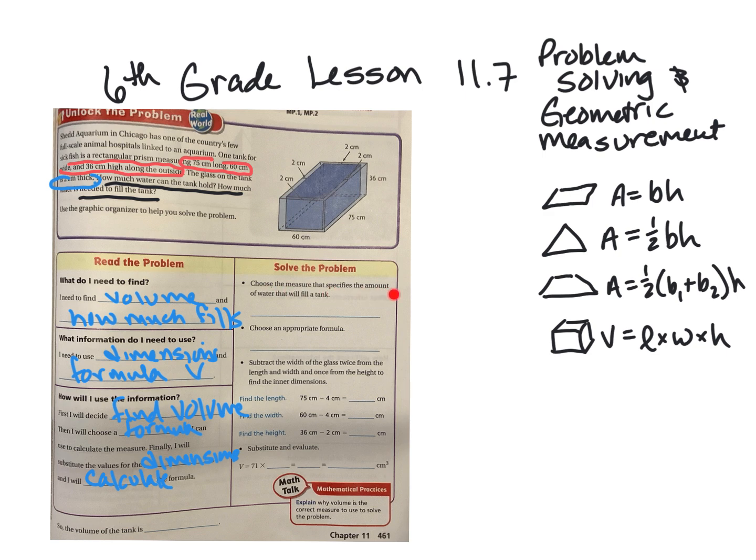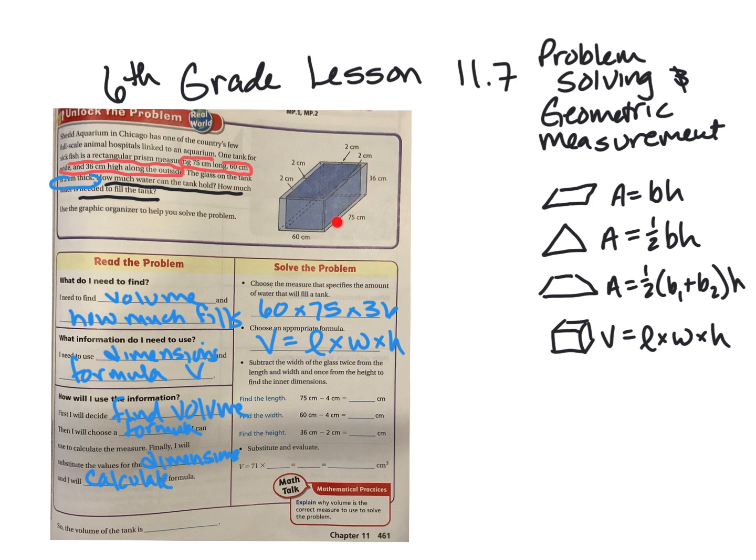Choose the measure that specifies the amount of water that will fill the tank. So I'm going to start with these 60, 75, and 36. I'm going to start with that, but I already know that there's some issues with that 2 centimeters of glass that I've got to address. And the appropriate formula is length times width times height for volume of a rectangular prism. Here's where they help me plan this out and get these measurements correct.